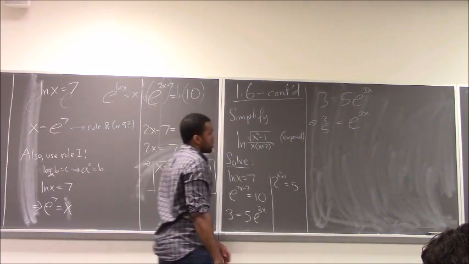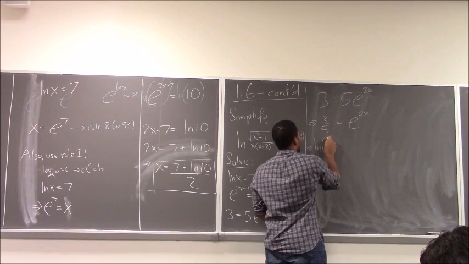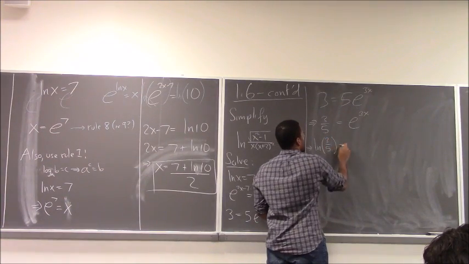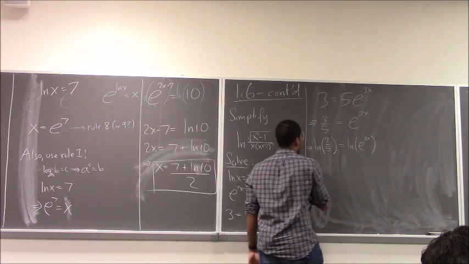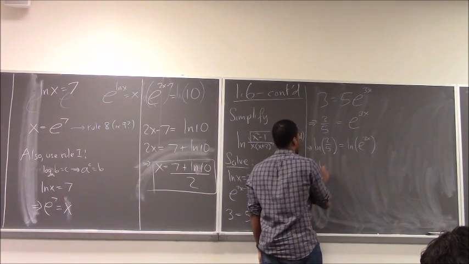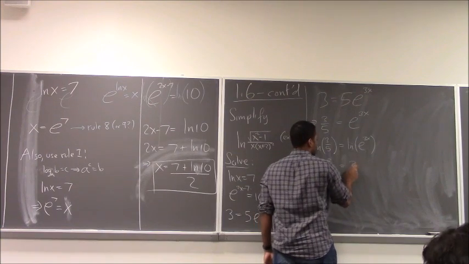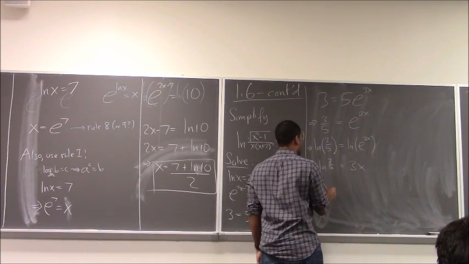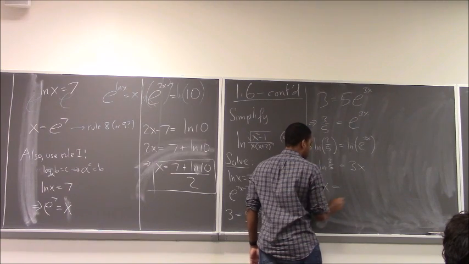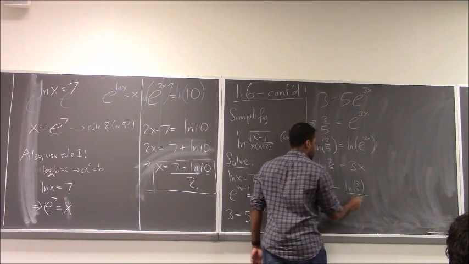And then plug in ln. Then you can ln both sides. This means that ln of 3 over 5 is equal to ln e to 3x. This means that ln of 3 over 5 is equal to those 3x. This means that x would be equal to ln of 3 over 5, over 3.